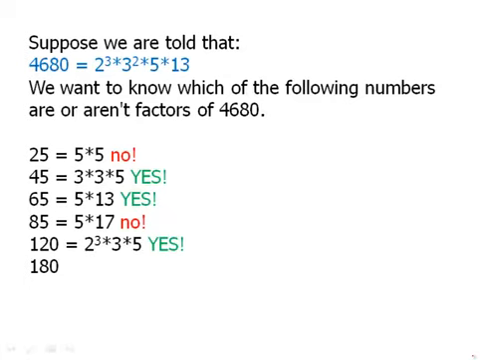180, well, that is 30 times 6. 6 is 2 times 3. 30 is 6 times 5, so we get 2 times 3 times 5, so we need 2 powers of 3, 2 powers of 2, and 1 power of 5, and we have all that in the prime factorization of 4680. So in other words, 4680 would be divisible by 180. That would actually work. So we've used the prime factorization to figure out whether these other numbers could be divisors of 4680.